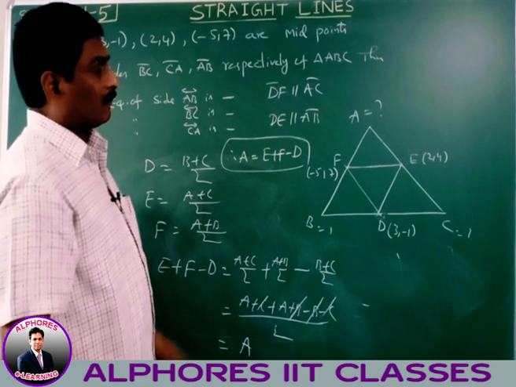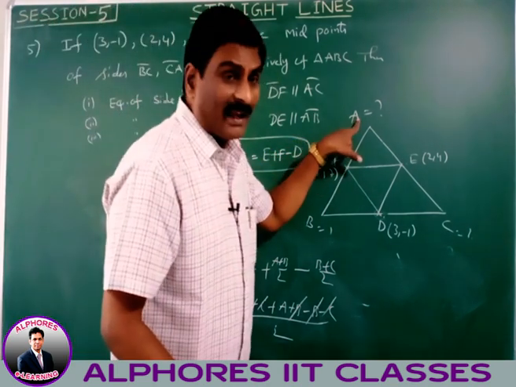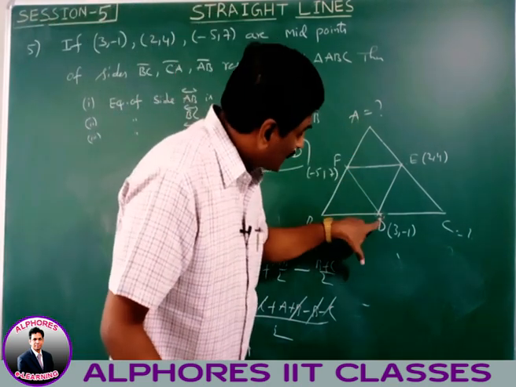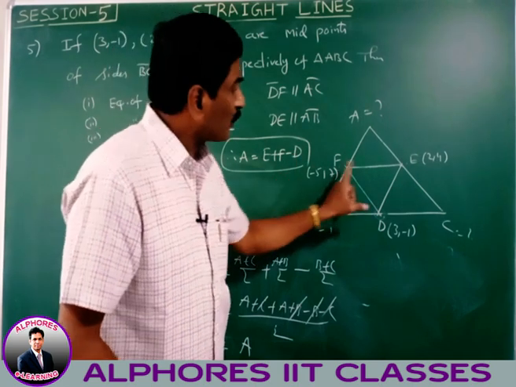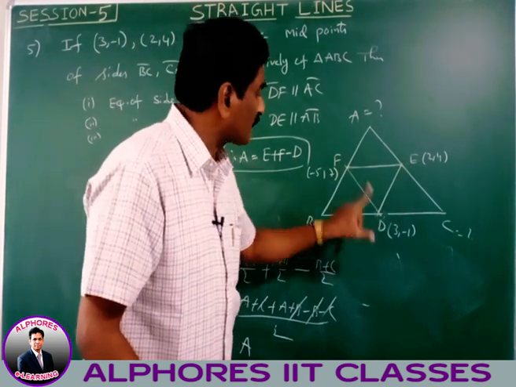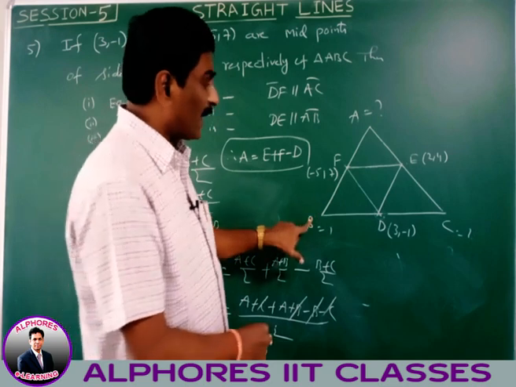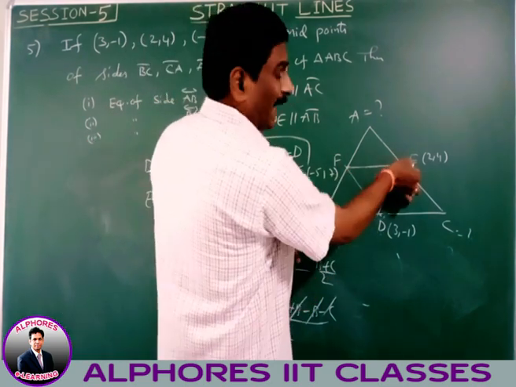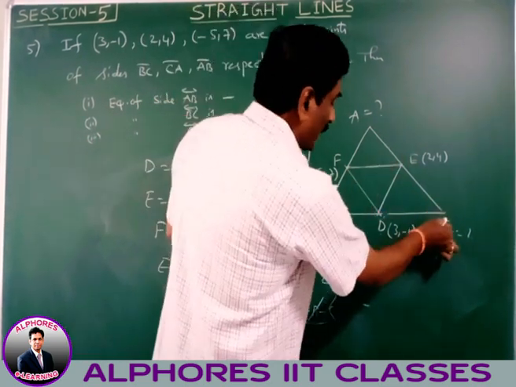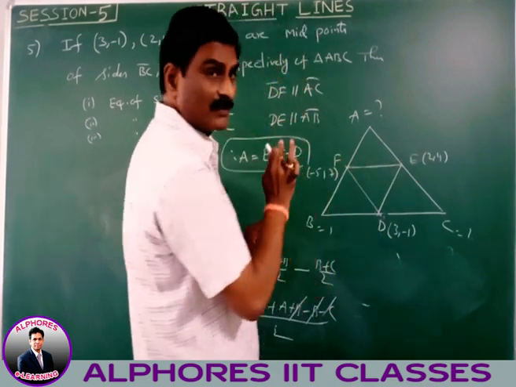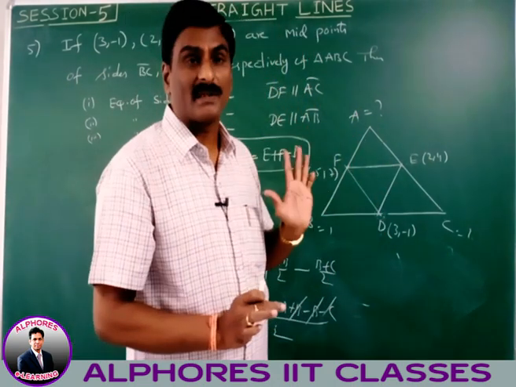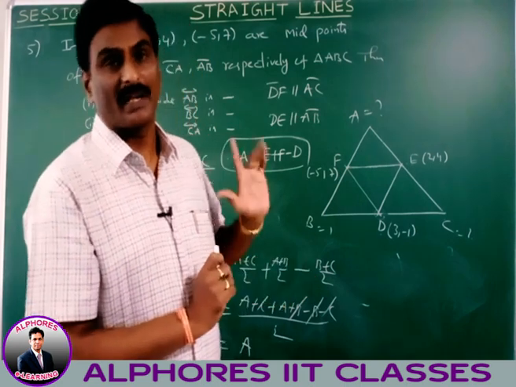Okay. Please observe this value. For getting A, the opposite midpoint is subtracted with a negative sign. The remaining two values are positive. That means E plus F minus D. Similarly, for getting B, what is the formula? D plus F minus E. For getting C, what is the formula? D plus E minus F. By using that condition, we find A, B, C. Next, find the equation of the line. Very, very important.